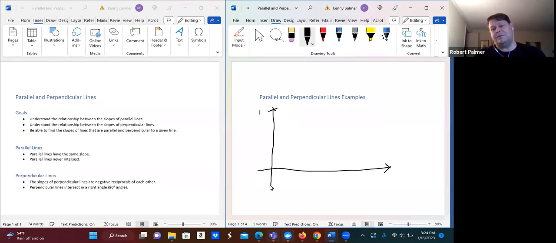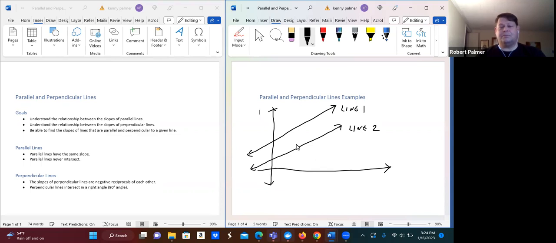If you have two lines, say one line looks like this, then you have a parallel line, at least it looks like this, more or less. This is line number 2. Okay, these are parallel. And once again, what that means is that they have the same slope. So if you were able to calculate the slopes for both of them, you'd find the slopes are exactly the same. And also, they never intersect, so they never cross each other.